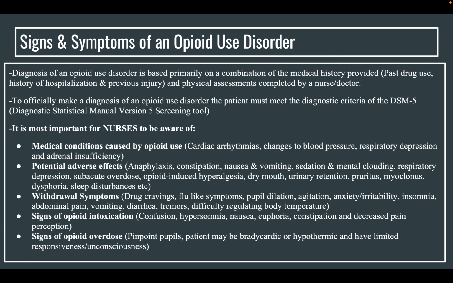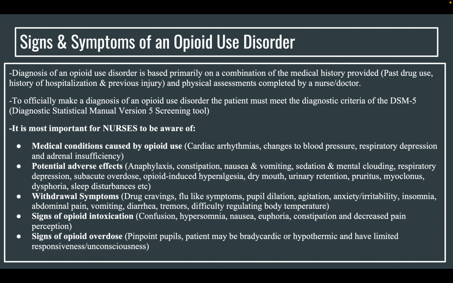So, signs and symptoms of opioid use disorder. The diagnosis of an opioid use disorder is based primarily on a combination of the medical history provided, past drug use, history of hospitalization and previous injury, and physical assessments completed by a nurse or doctor. To officially make a diagnosis of an opioid use disorder, the patient must meet the diagnostic criteria of the DSM-5. It is most important for nurses to be aware of medical conditions caused by opioid use, potential adverse effects, withdrawal symptoms, signs of opioid intoxication, or signs of opioid overdose.